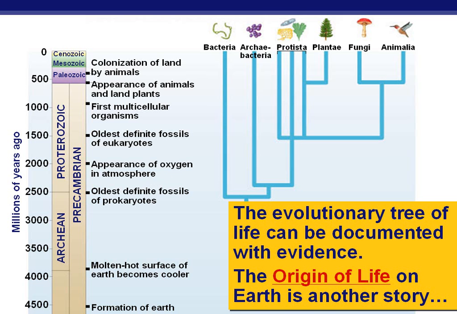1.5 billion years ago is when we see the oldest eukaryote fossils. 1,000 million or 1 billion years ago, the first multicellular organisms, and then finally, about 700, 600 million years ago, the appearance of land plants and animals on land. And then during the Paleozoic, the colonization of land by animals.